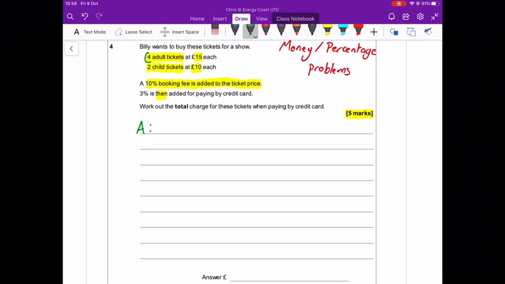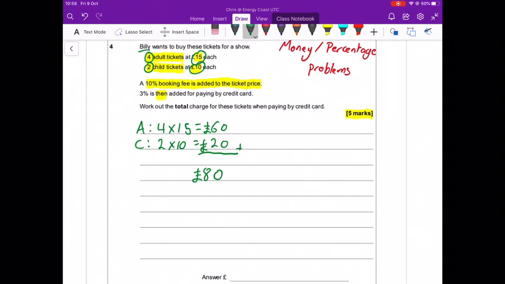Let's start with adult tickets. I'm buying 4 of them at £15 each. So let's do 4 times 15. Double it and double it again, and you get £60 is what the adult tickets cost. Child tickets: 2 of them at £10 each. I can work that one out. 2 times 10 is 20. So Billy has spent in total £80 on tickets. We've got plenty of marks, probably got 2 marks for doing that, which is really straightforward.